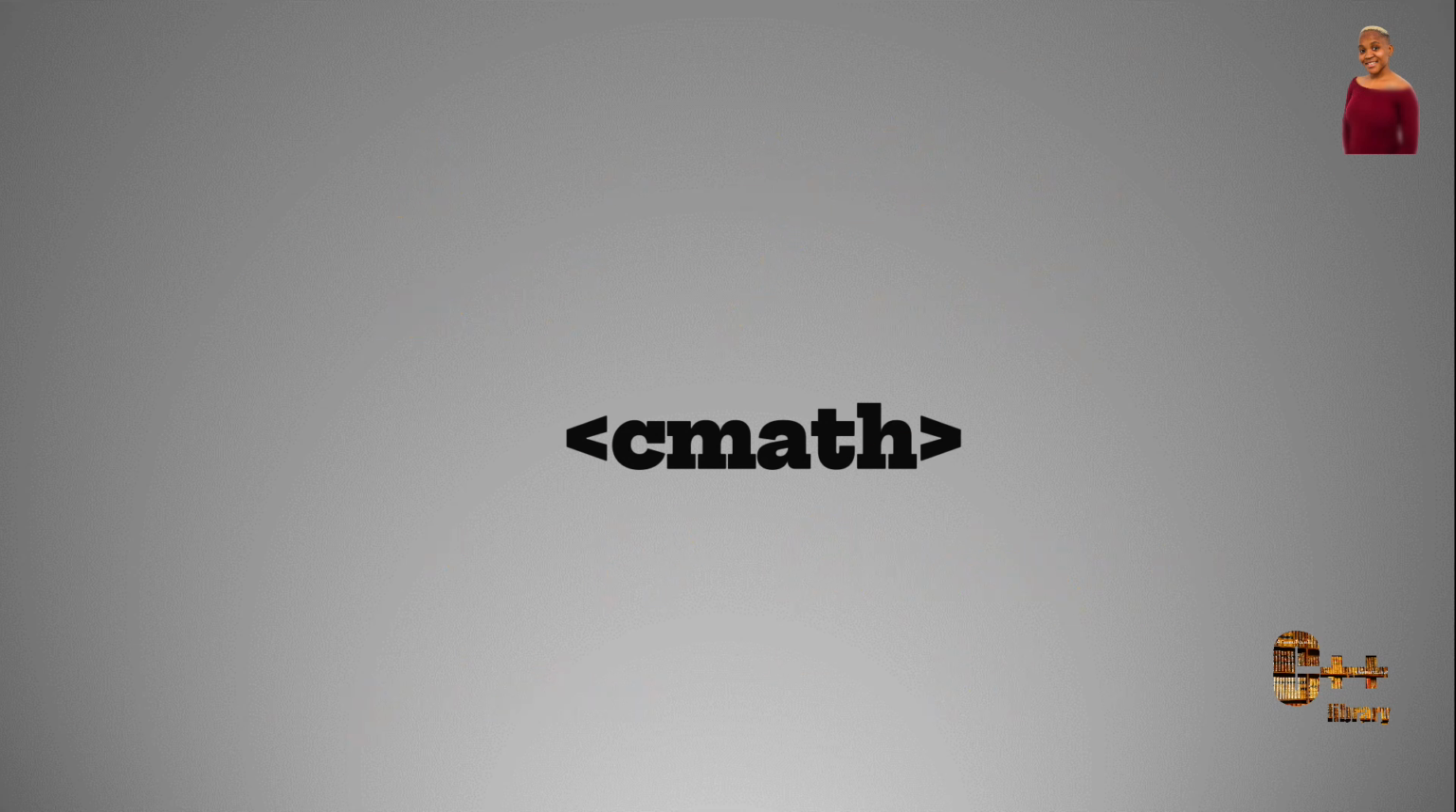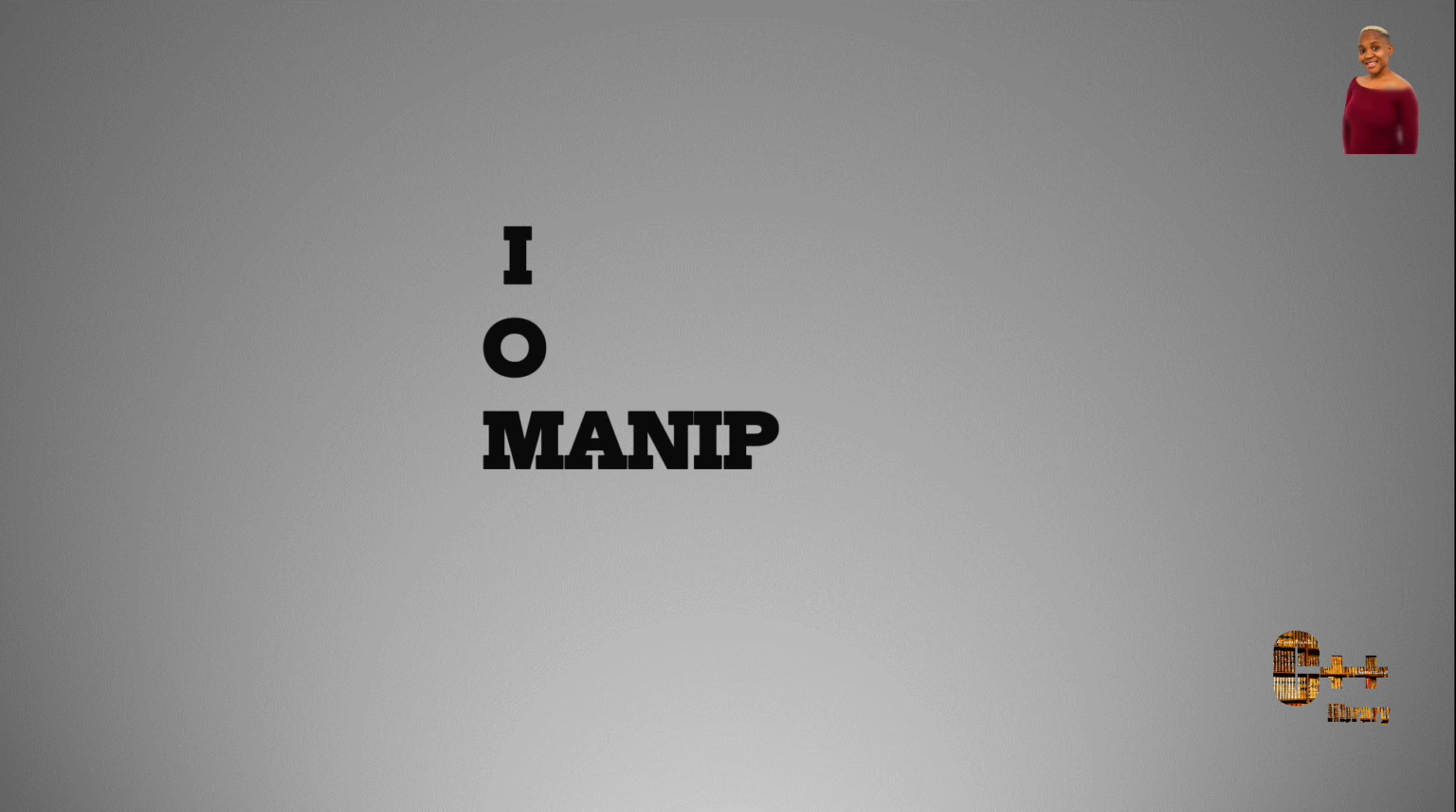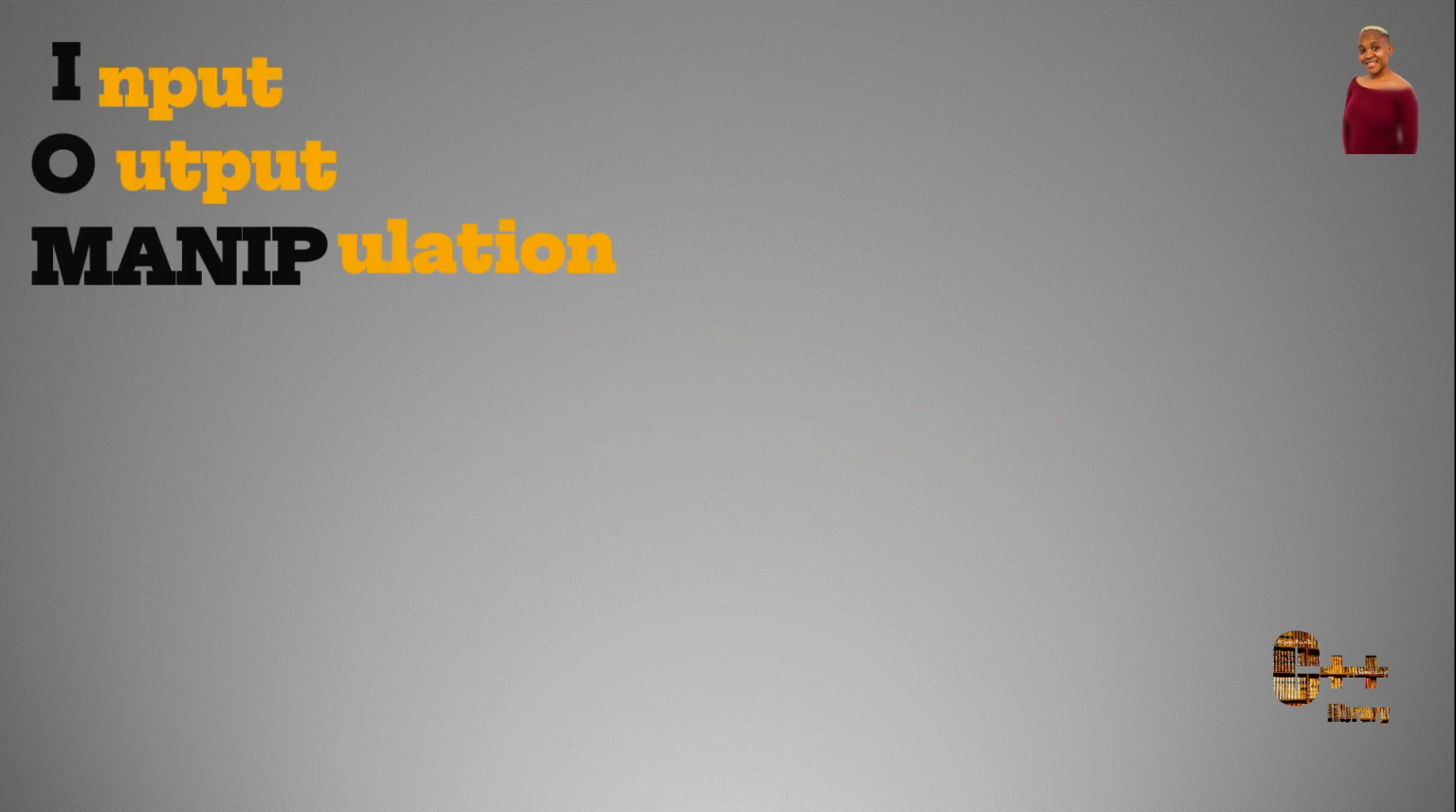We will move on to the IOManip library. Now the IOManip library stands for Input Output Manipulator. IOManip provides a number of manipulators that can be used to control the formatting of output. For example, you can use IOManip to set the precision of floating point numbers, to set the number of decimal places, and to specify the alignment of data in the output.